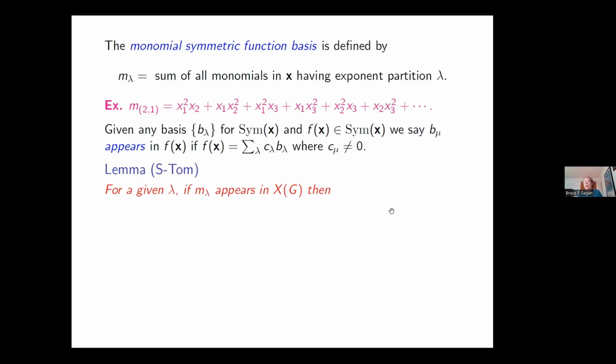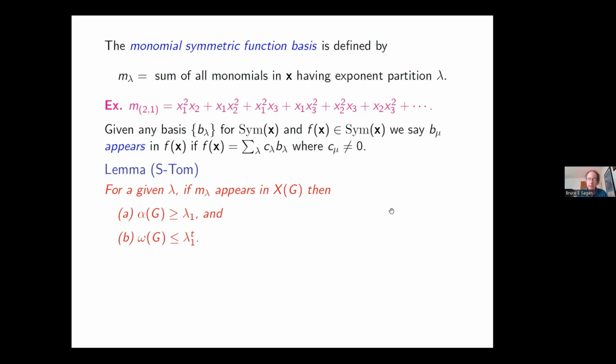So here's a simple observation that we use for our results. Fix a given lambda, and suppose that m lambda appears in your chromatic symmetric function. Which m lambda can actually appear? Well, two conditions. One is that the maximum size of an independent set has got to be at least lambda 1, the length of the first row. And kind of dually, the maximum size of a clique is at most lambda transpose 1, the length of the first column.